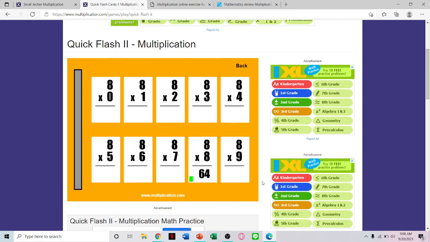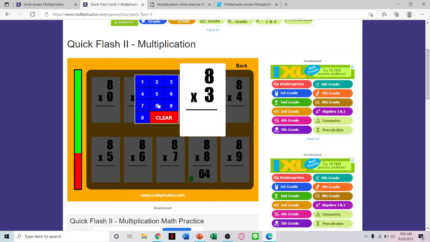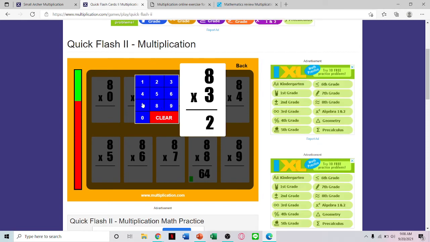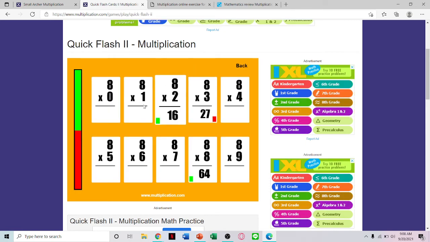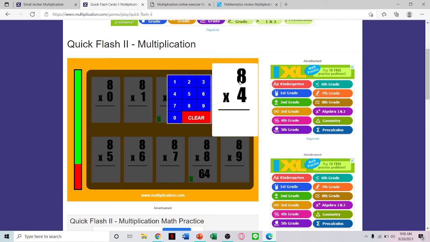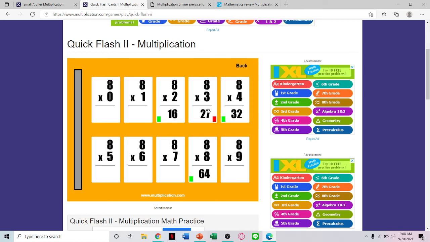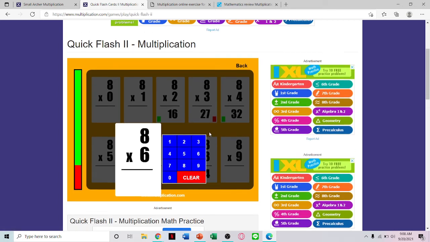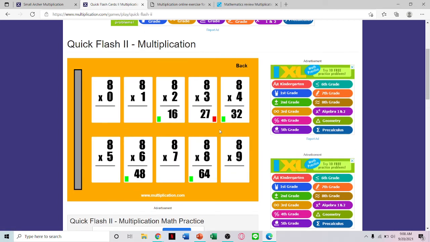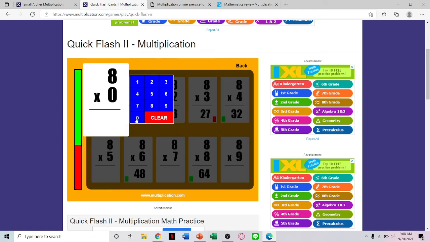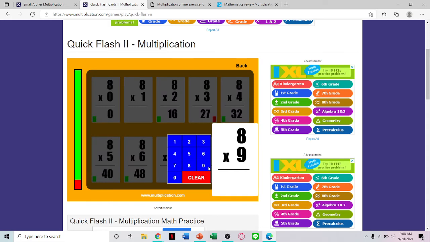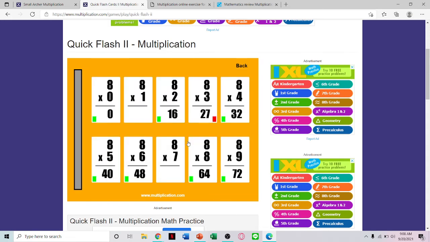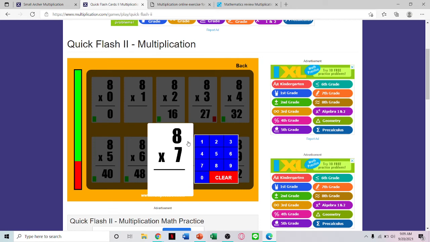64. 24. Huh? I got it right. No, no, the teacher pressed wrong. 16. Teacher pressed wrong. Sorry. 32. 48. Be very fast. 0. Yes. 40. 72. 56.